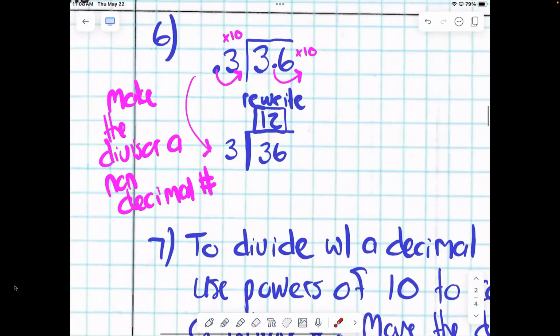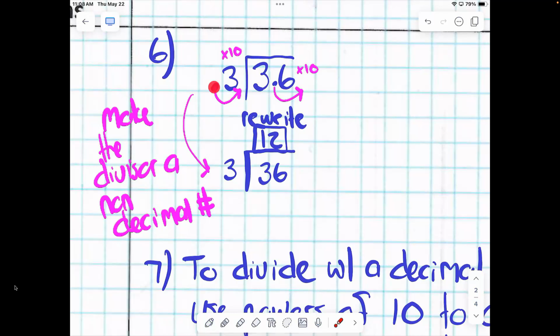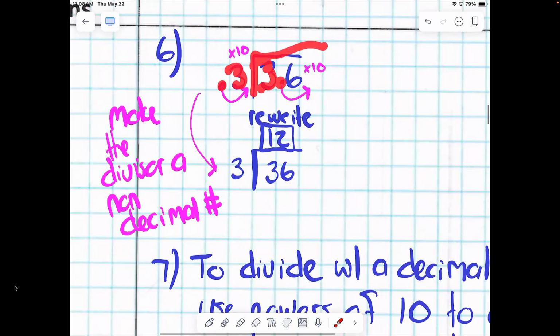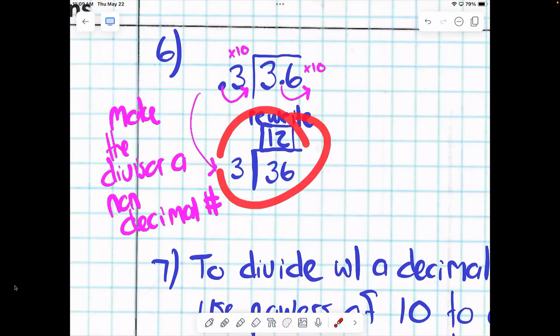Number 6. Anything special about this problem that we need to do? If you have 3/10 as the divisor and 3 6/10 as the dividend, what do I need to do? Bunny hop what? The divisor, because the divisor can't be a decimal when dividing, right? Yes. So bunny hop is the same as multiplying by a power of 10, and if we just did one bunny hop, it would be multiplying by 10, right? Yes. If I do it to the divisor, I must also do it to the dividend. So my new problem is 36 divided by 3. Yes.